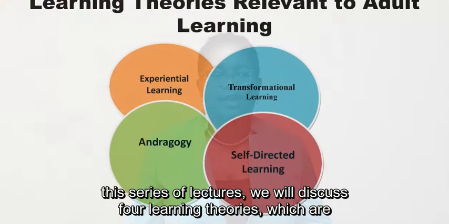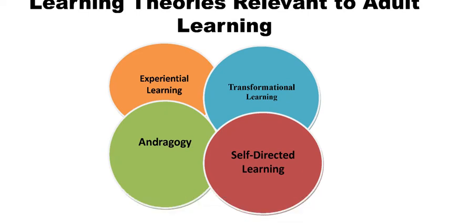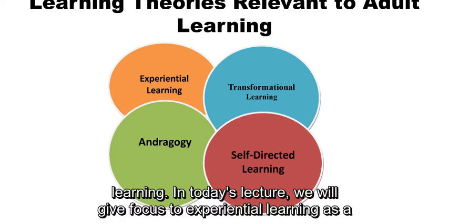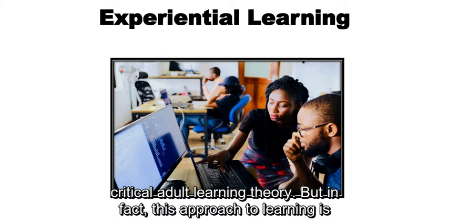In this series of lectures, we will discuss 4 learning theories which are frequently associated with adult learners and learning. These are experiential learning, transformational learning, andragogy, and self-directed learning. In today's lecture, we will give focus to experiential learning as a critical adult learning theory.